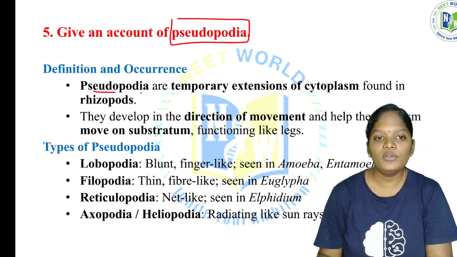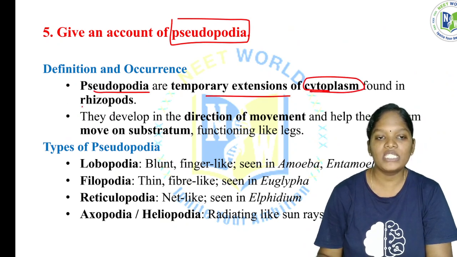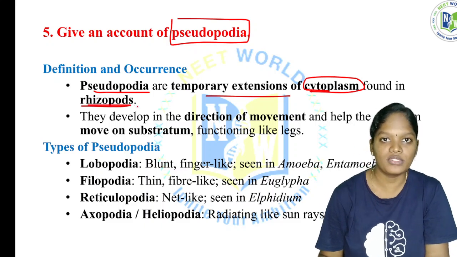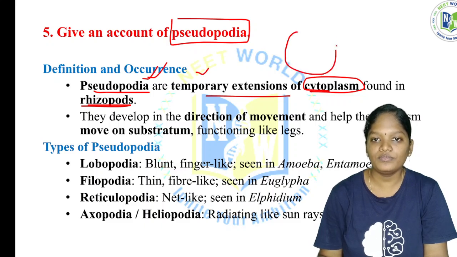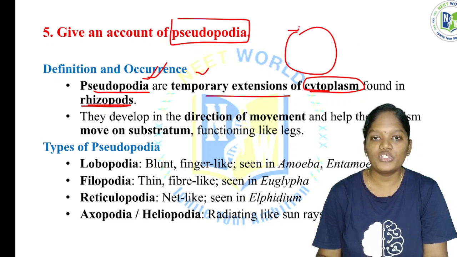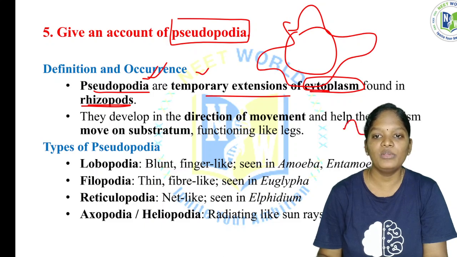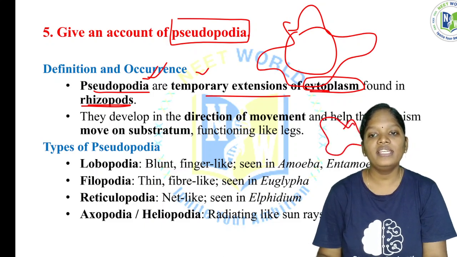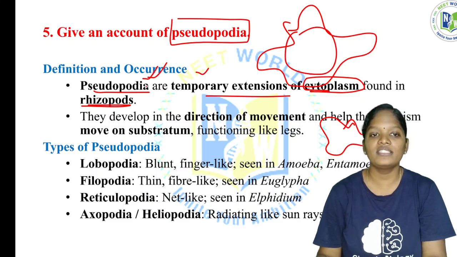Okay, so pseudopodia are temporary extensions of the cytoplasm, which are found in the rhizopods. This is very important. In the case of amoeba, consider this is an amoeba. There is an external projection like this. Okay, so these are all the projections. Finally, the amoeba will look like this. These are all the external extensions of this amoeba. These extensions are called pseudopodia. It is found in the rhizopoda.